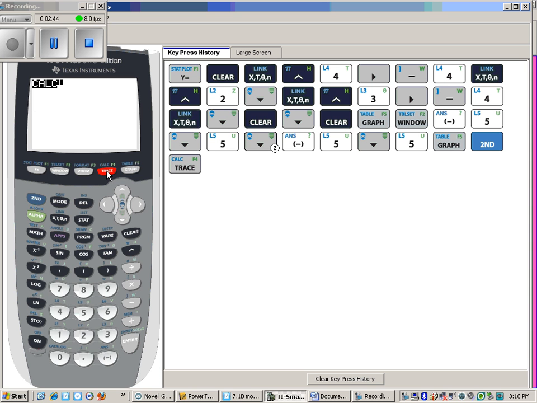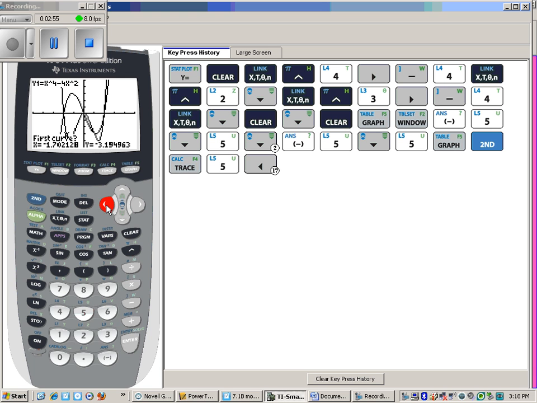I'm going to find those intersections by going to second calc, and I'm going to go down to number 5. It's going to ask me for my first curve. So if I want to find the intersection that's over here to the very left, I'm going to go close to it and push enter. It's going to say second curve, so it should pop up to your next function, and I'm going to push enter again. It's going to say guess. I'm going to push enter again, and it should give me that intersection point, which is at -2, which we thought it would be.